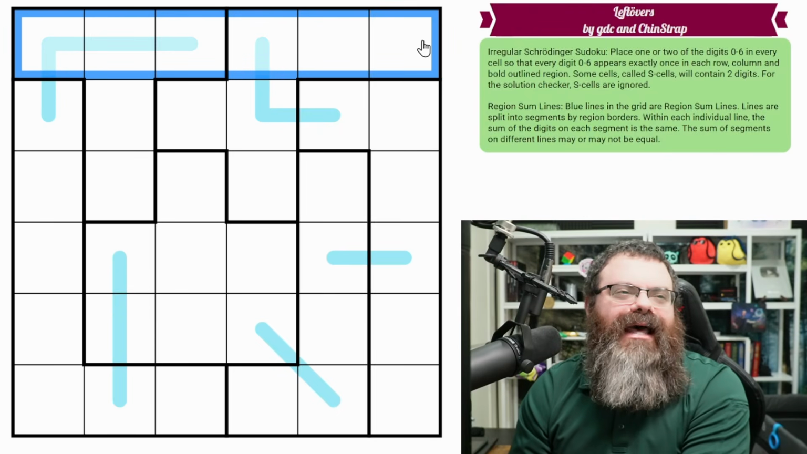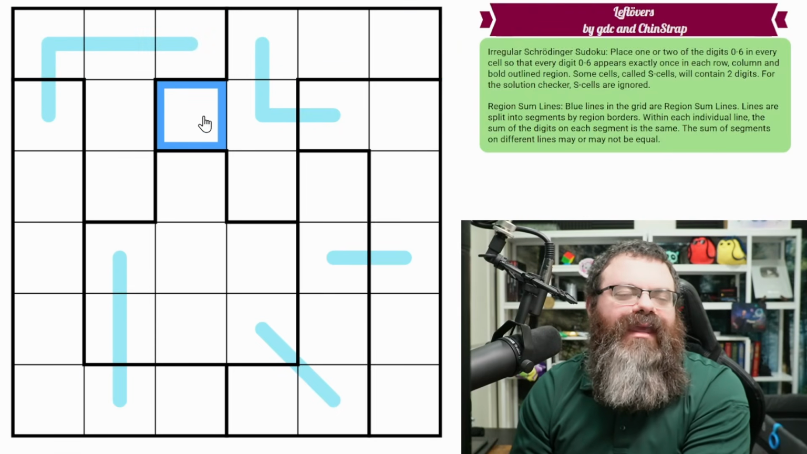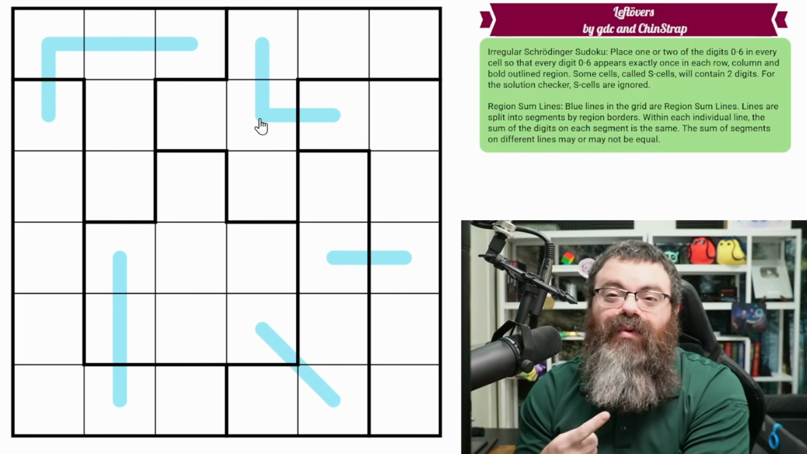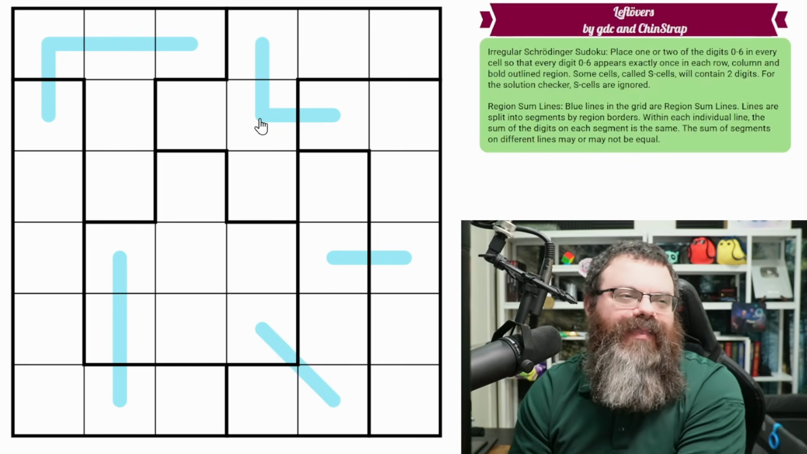And so that means that in every single row and every single column, we're going to have exactly 1 S cell. So there'll be 6 S cells in the grid. We have to find where they are.